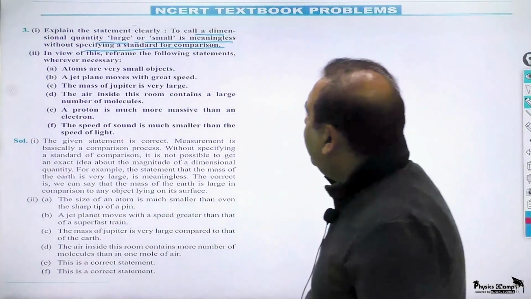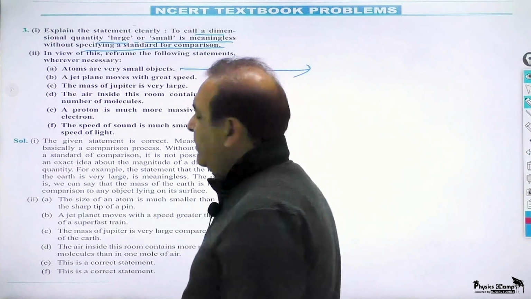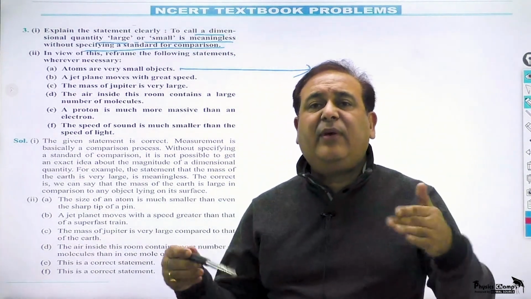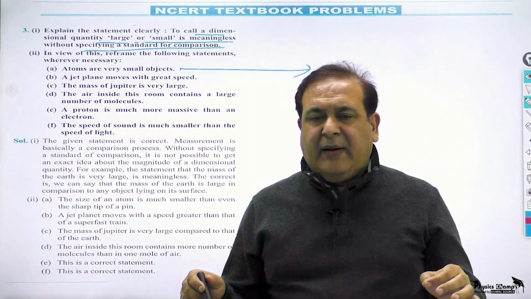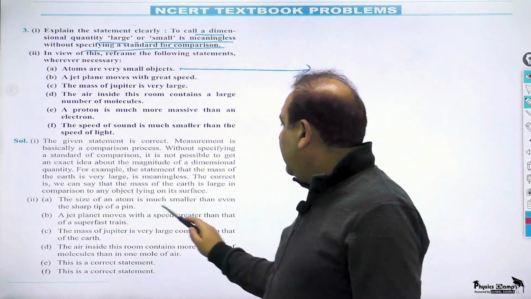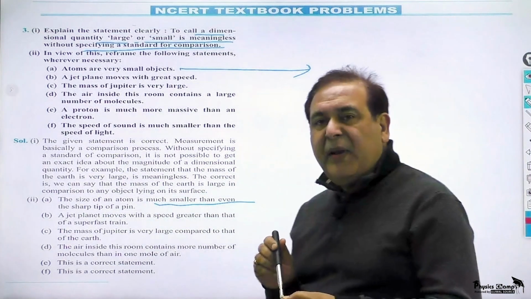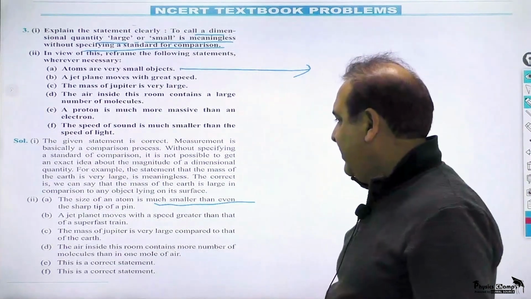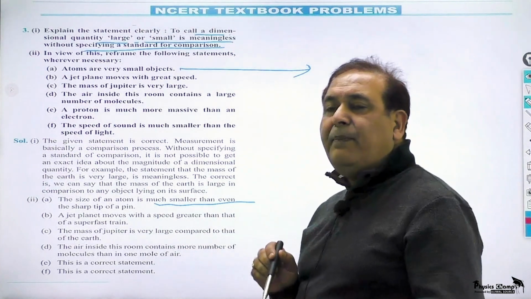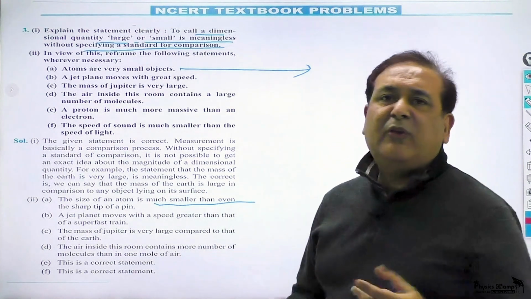Second part, in view of this, reframe the following statement. Atoms are very small objects. So if I have to explain that atoms are very small objects, how will I explain, with what can I compare? So the answer could be, the size of an atom is much smaller than even the sharp tip of a pin, a ball pin. So take the sharpest tip of a pin and the size of the atom would be smaller than that.